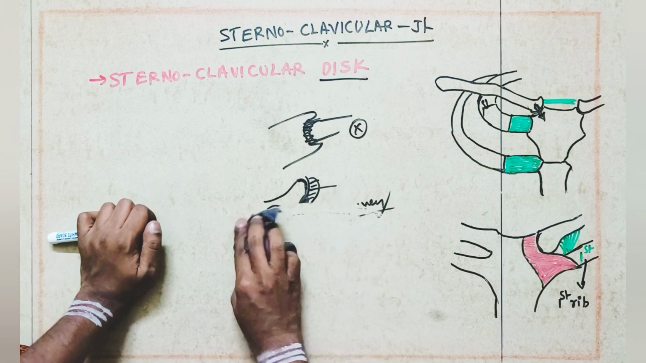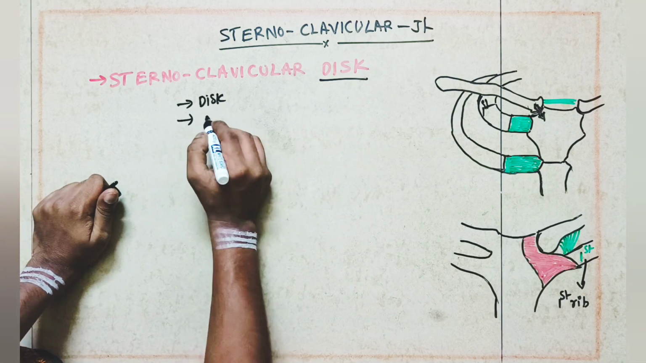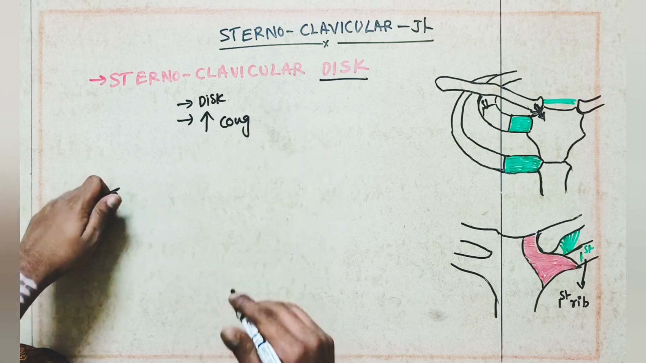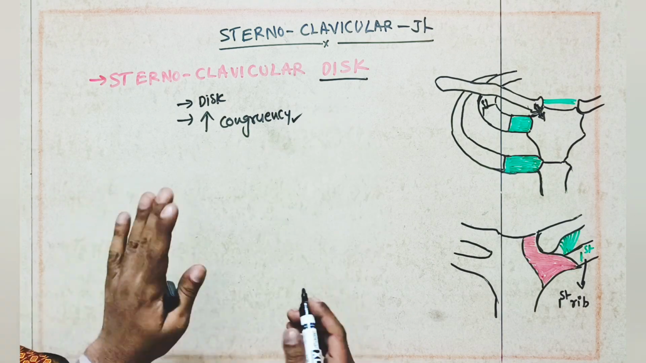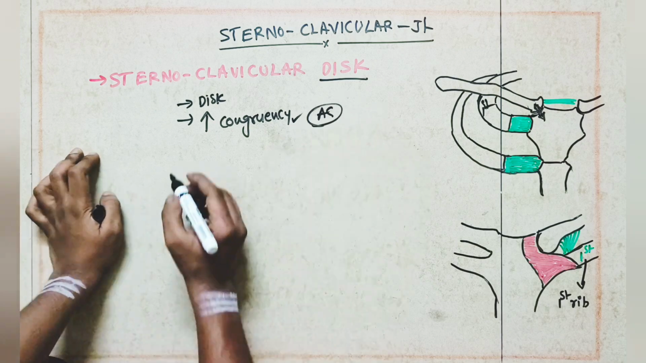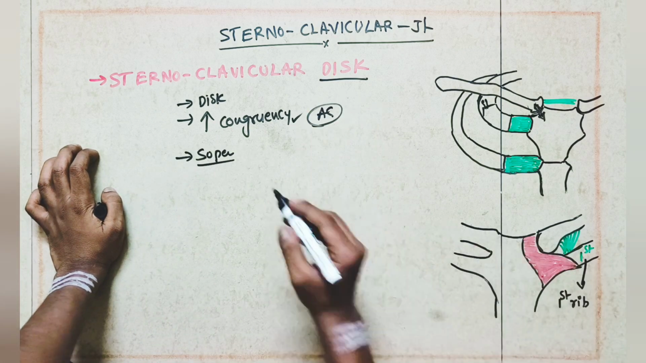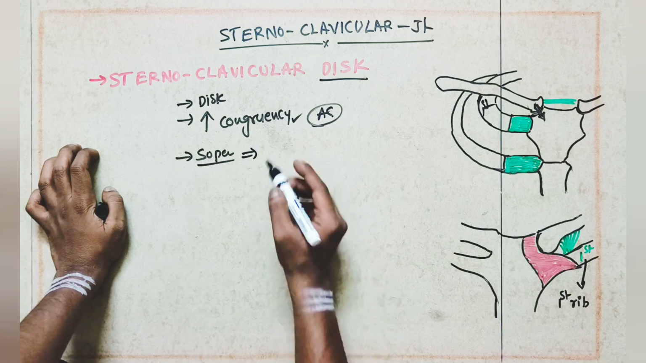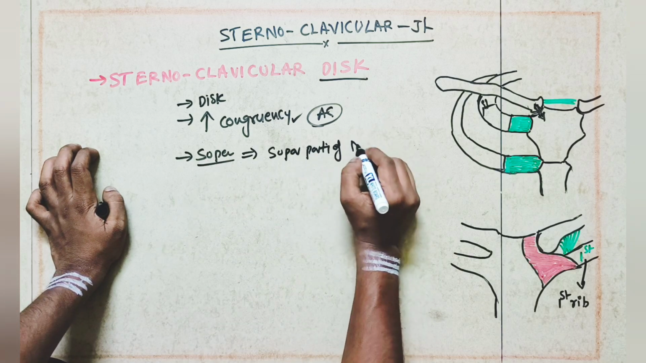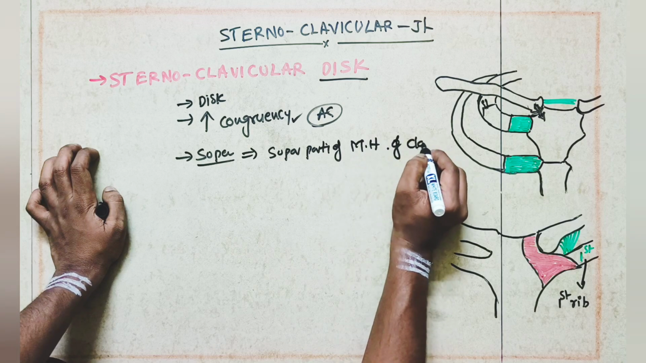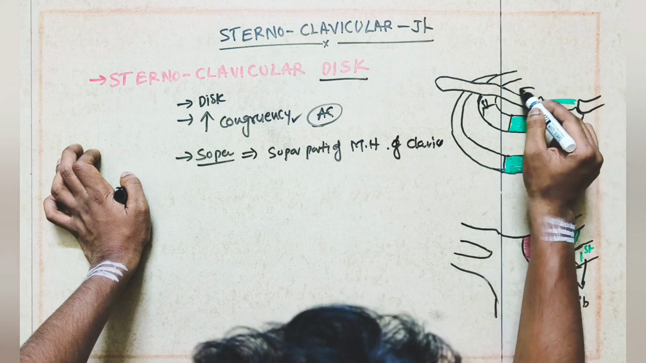So in our sternoclavicular joint we have the disc, and it is going to increase the congruency of the articulating surface. Superiorly, the articular disc, the red colored one here, is going to articulate with the superior portion of the medial head of the clavicle. See here, this is the superior portion of the medial head of the clavicle.